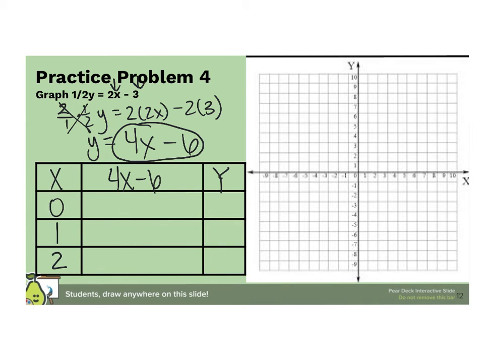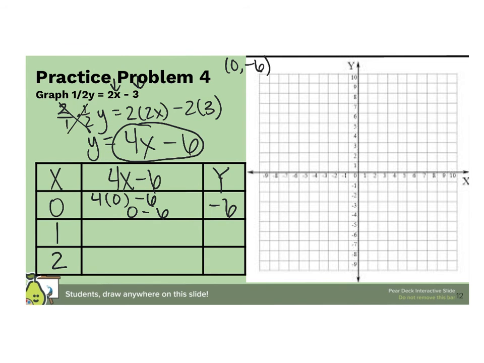Let's plug these in. So 4 parentheses minus 6. What do we plug in for x? 0. 0 times anything is 0. 0 minus 6 is negative 6. First ordered pair, I didn't give myself enough room really, is when x is 0, y is negative 6.